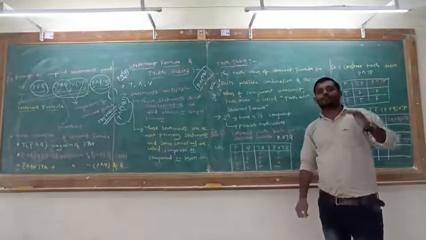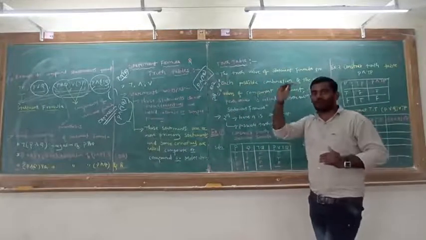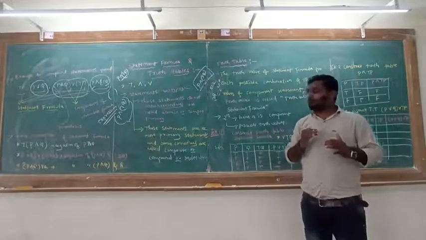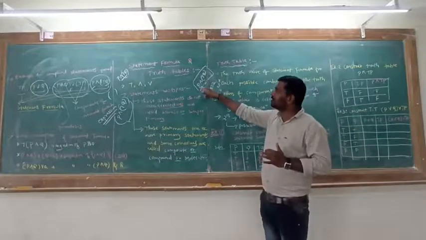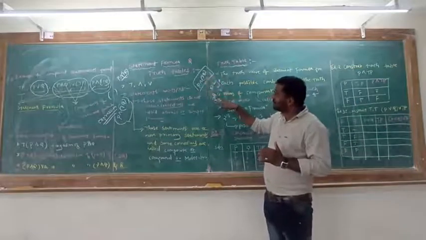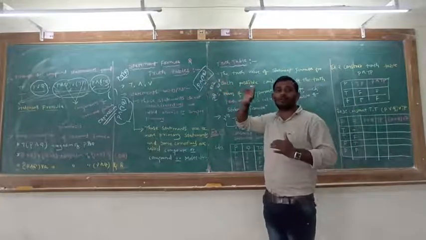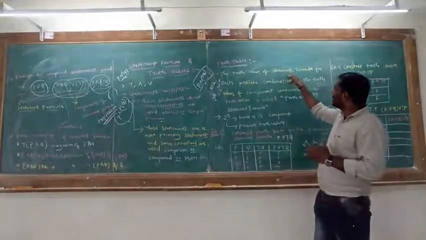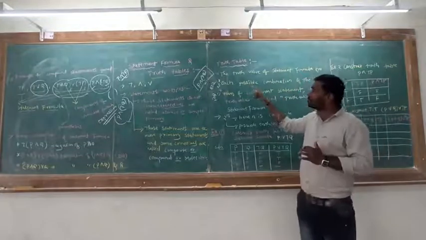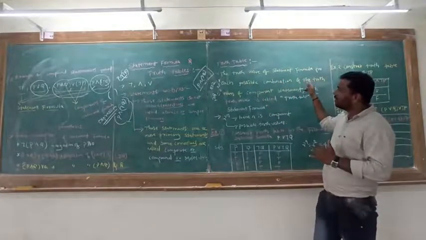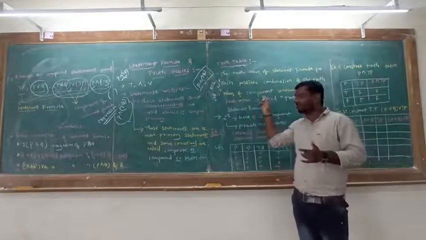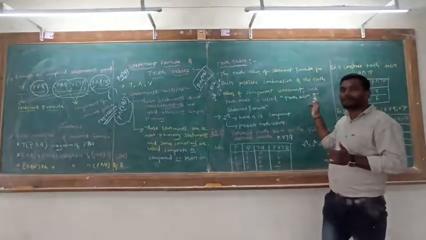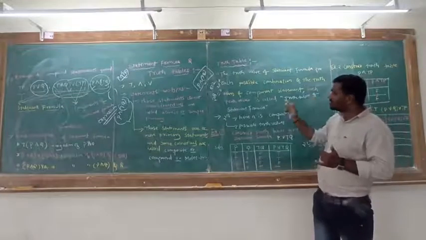True, true, false, false for P. For Q, true, false, false, true. So these are the possible truth values. Same here, 2 components, so 2 raised to 2, that is 4 possible truth values. That is the truth value of the statement formula for each possible combination of the truth values of the component statements. Such a table of truth values is called the truth table of the statement formula.